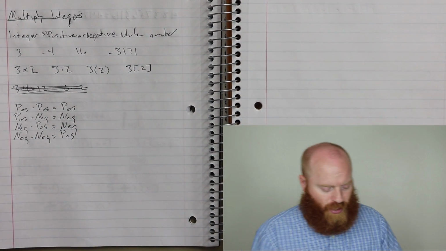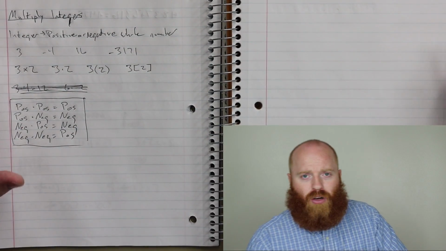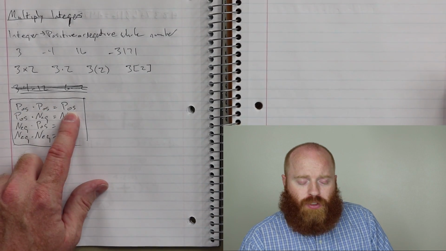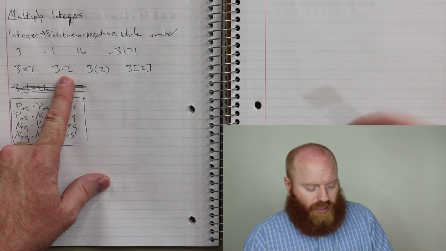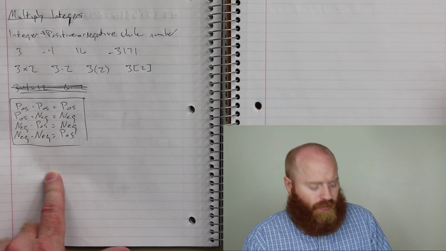This is the thing you've got to memorize. I'm sorry, but if you memorize that, you'll get them all right. This is the only level of difficulty. Positive times a positive is a positive. You already know that. We talked about it. Like 3 times 2 is 6. You don't have to memorize that. You only have to memorize 3 of them.